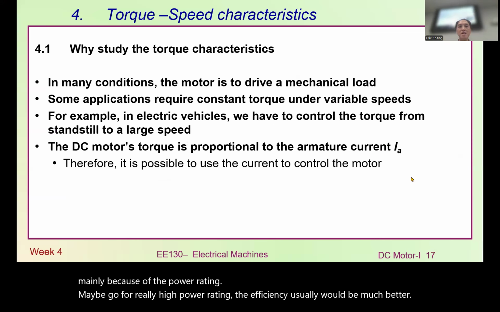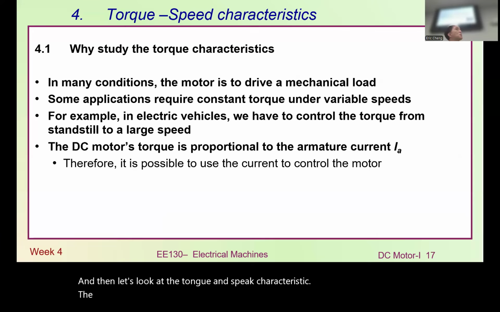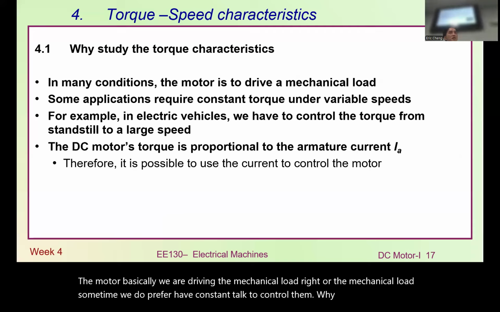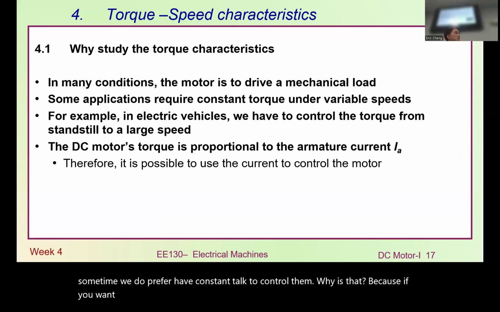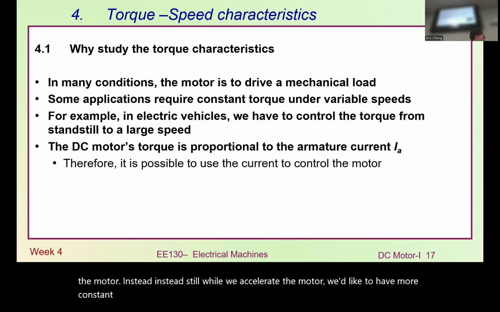And then let's look at the torque and speed characteristic. So the motor is basically driving the mechanical load, right? For mechanical loads, we sometimes prefer to have constant torque to control them. Why is that? Because if you want to start a motor from standstill, we want a very high torque to drive the motor from standstill. While we accelerate the motor, we like to have more constant acceleration. Constant torque means constant acceleration.